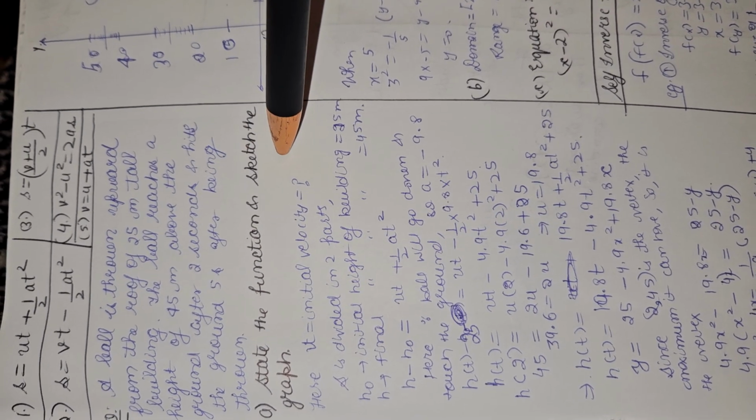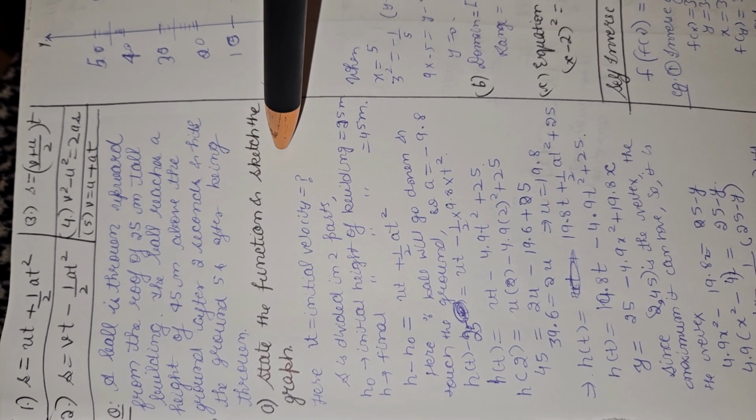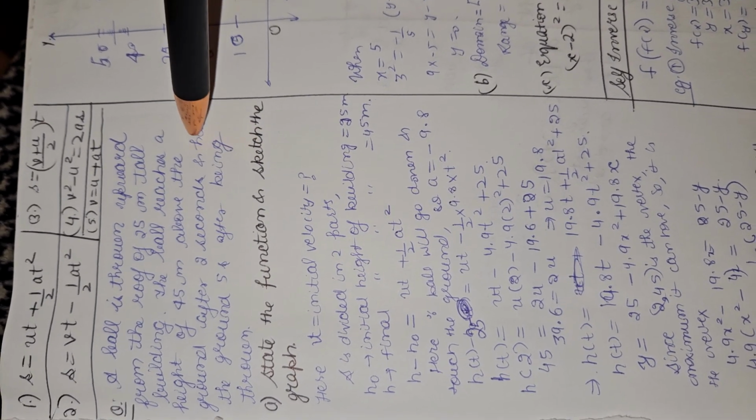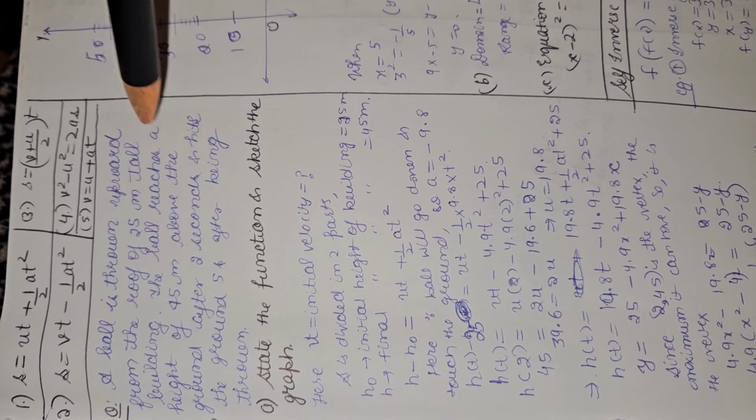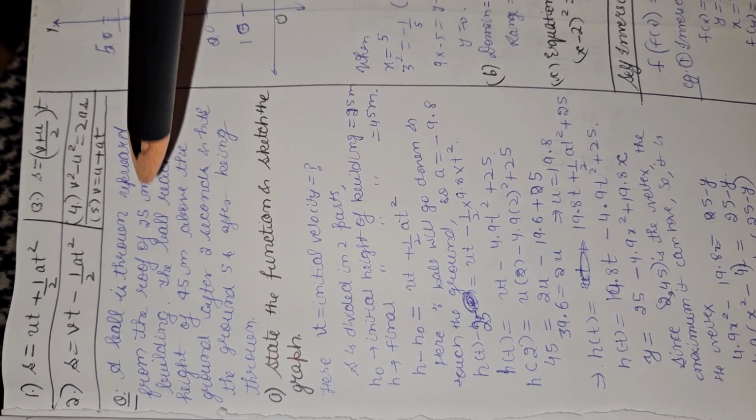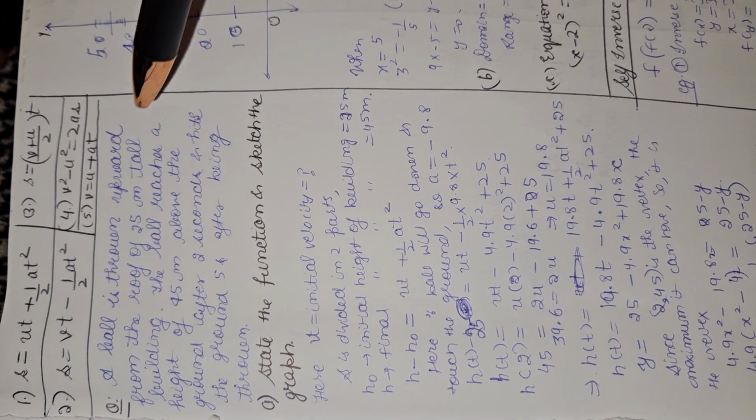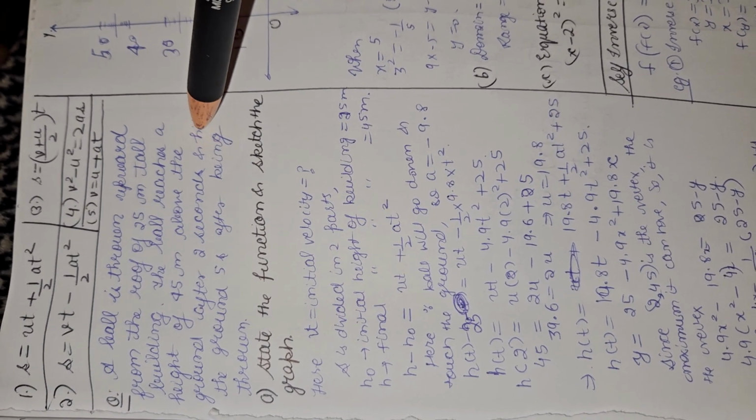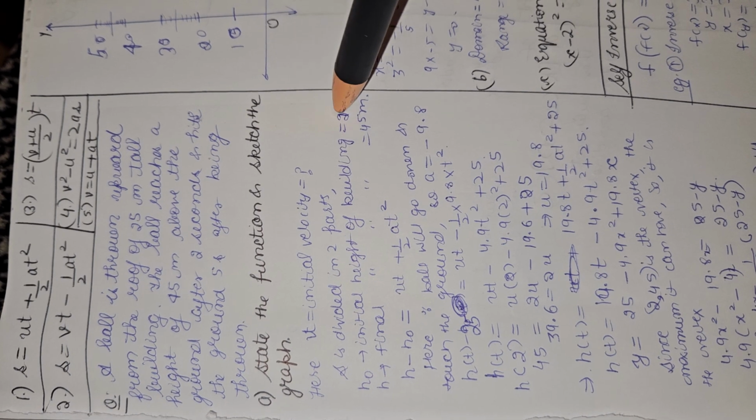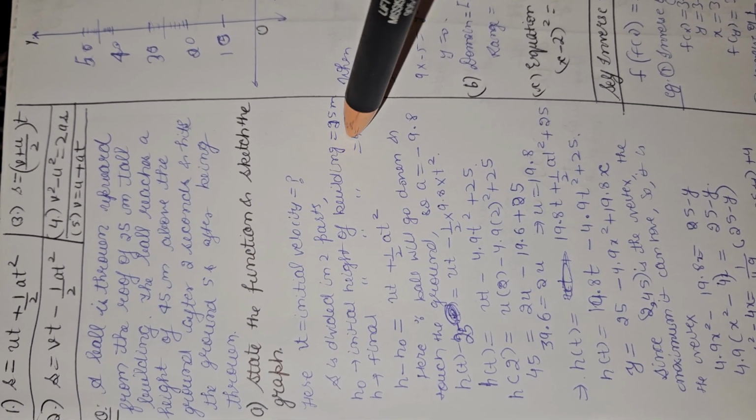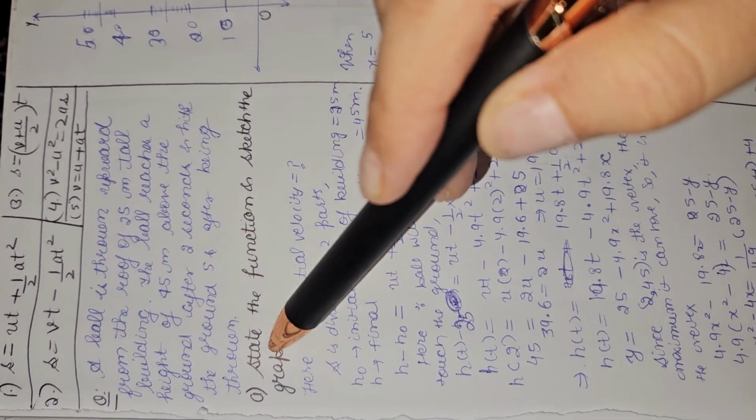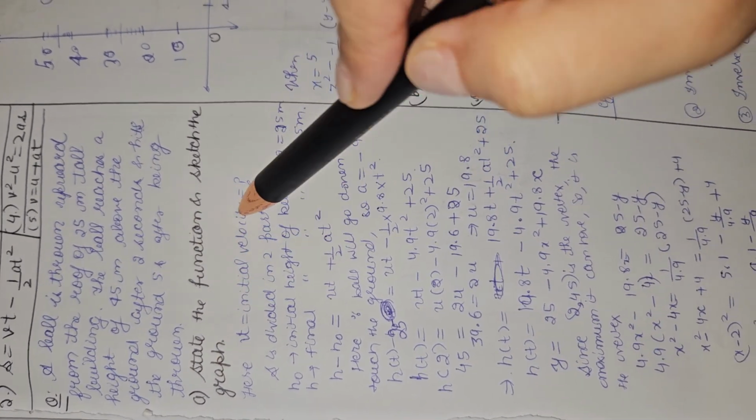and after 2 seconds it reaches this much height, and that height is including the building height, and that height is a total of 45 meters. And after reaching this height it will fall down and hit the ground. So after 5 seconds it will come to the ground. So they are asking: first, state the function, and sketch the graph.